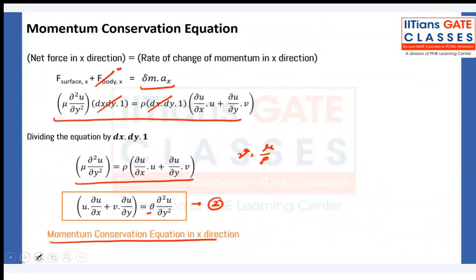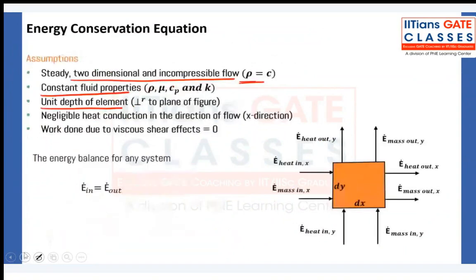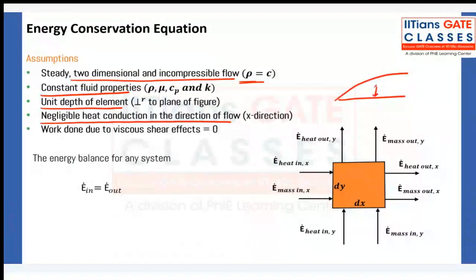Negligible heat conduction in the direction of flow. So heat conduction is not happening in x direction. Heat transfer is only happening in y direction, not in this direction. That's why we are not considering del T by del x, this is equal to 0. We are only considering del T by del y. Temperature gradient is only in y direction, not x direction. And work done due to viscous shear stresses is equal to 0.